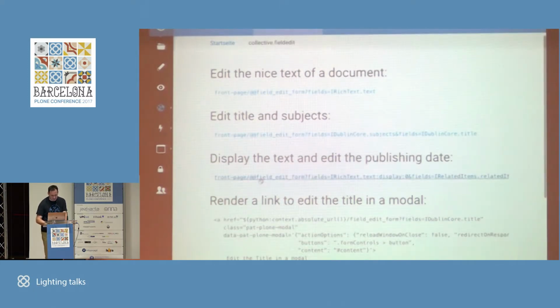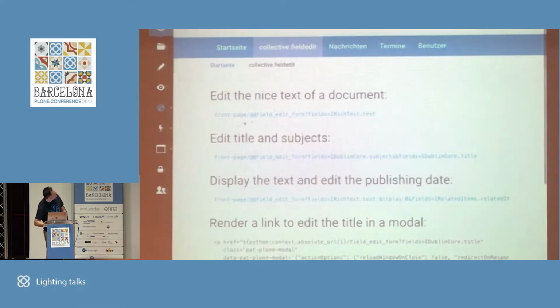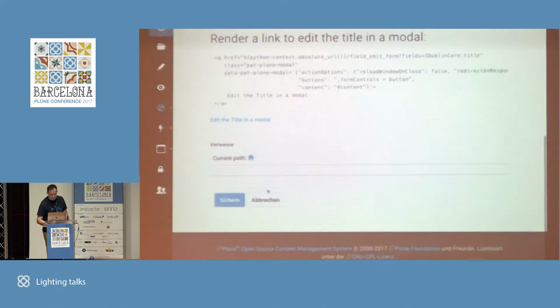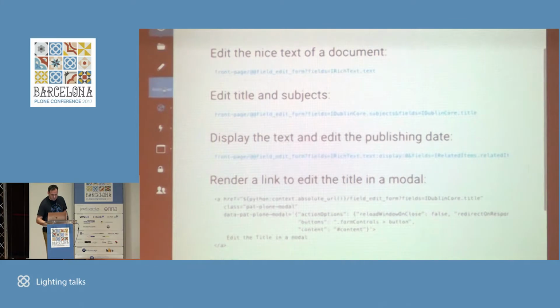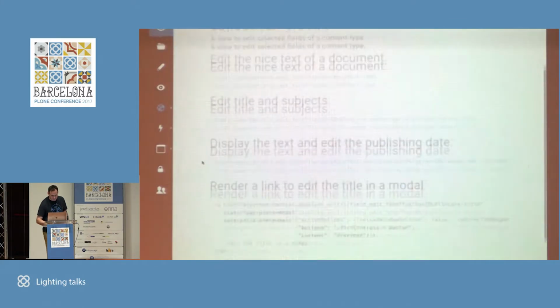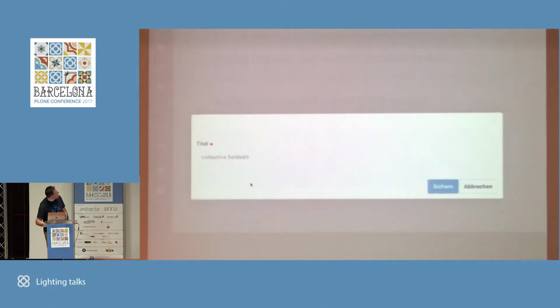You can display fields and edit them at the same time. So I'm passing here, I'm saying rich text column display, and unrelated items edit. So here only edit this, but display the other one. It's always irritating when you don't see that it's actually a form. It's very nice to use in a modal. Example here.